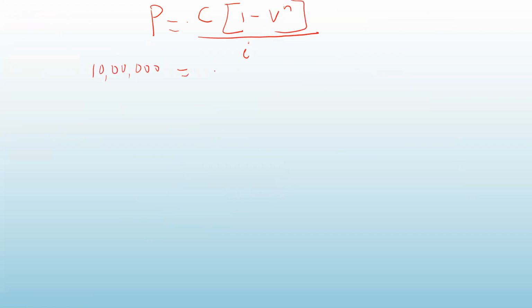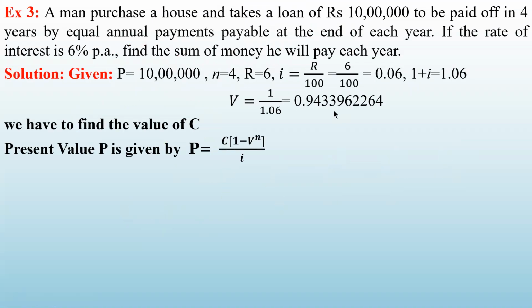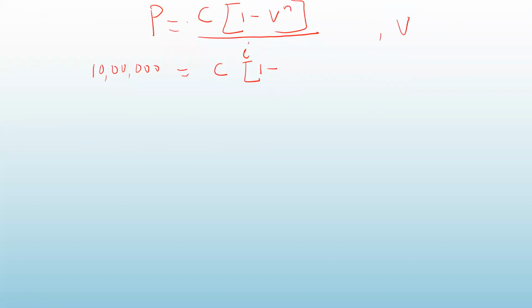C you have to calculate. So keep it as it is: 1 minus V to the power n. What is V? V is 0.94. Okay, V is 1 divided by 1.06.